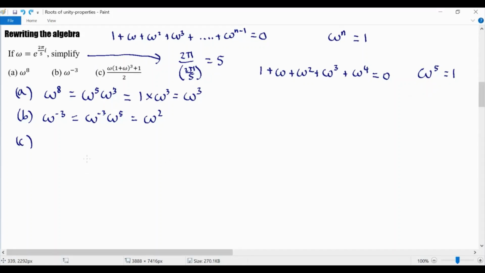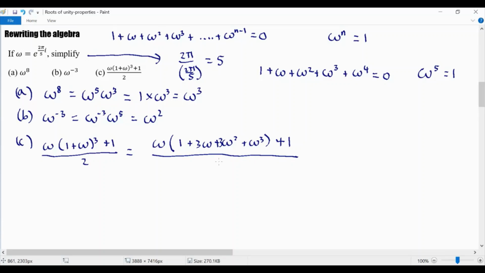So the first thing I'm going to do is multiply out the brackets, just because that'll be a quick, easy binomial expansion to do. I'm still going to keep it in brackets though, because I need to multiply by omega again later. And of course, sorry, that should be a 3 there. And we have the plus 1 still, and we have the divide by 2.